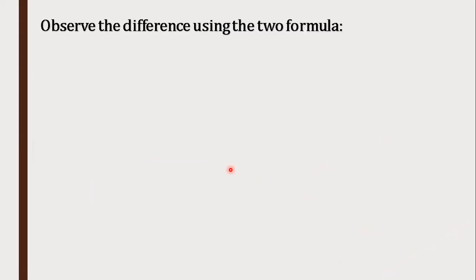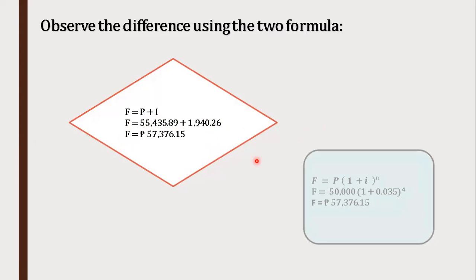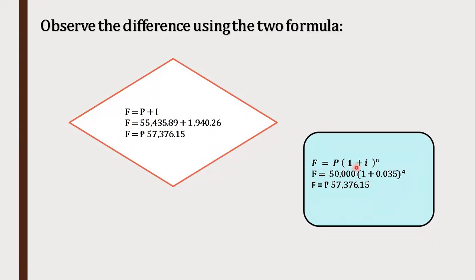Now, let's observe the difference using the two formulas. Actually, we were using there the simple interest formula per year, F is equal to P plus I. So this is for the fourth year, right? And also the formula I've introduced to you a while ago, F is equal to P times the quantity of 1 plus i, quantity raised to the power of n. You will get the same answer. Substitute the first principal, which is 50,000, times the quantity of 1 plus its interest, quantity raised to the power of 4.